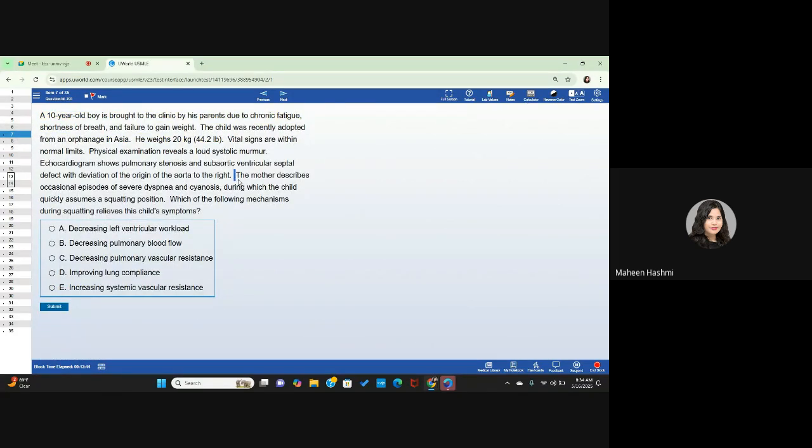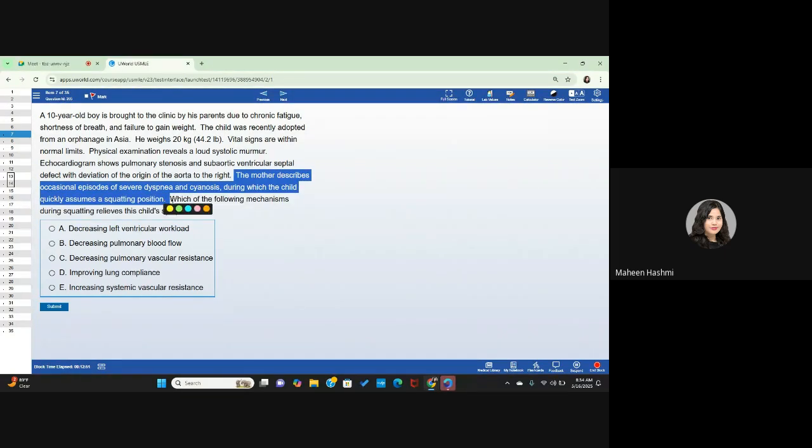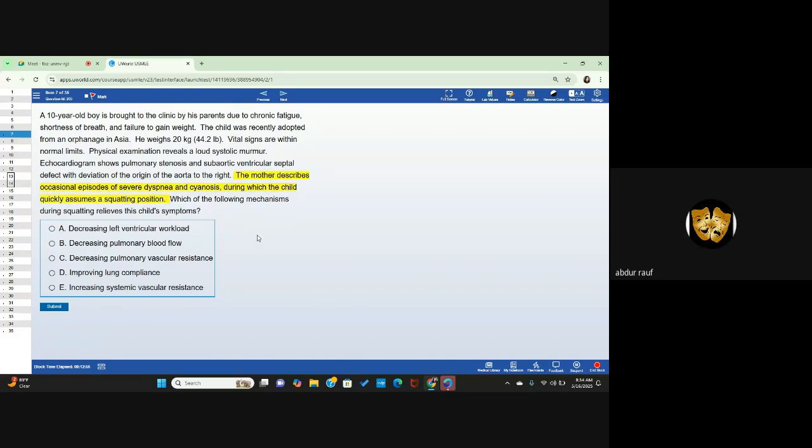The mother describes occasional episodes of severe dyspnea and cyanosis, during which the child quickly assumes a squatting position. What is this? Tetralogy of Fallot. Which of the following mechanisms occur when the child squats?